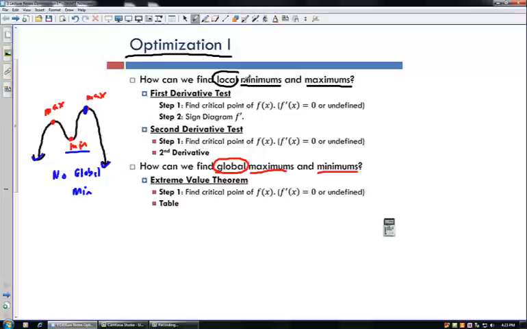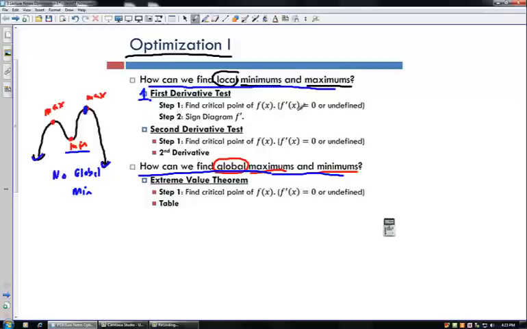So what we want to do is find a way: how can we find local minimums and local maximums? And then how can we find global minimums and global maximums? And there's two ways to find local minimums and maximums. One we've already done. It's called the first derivative test, and it's really just step 1 and step 2.